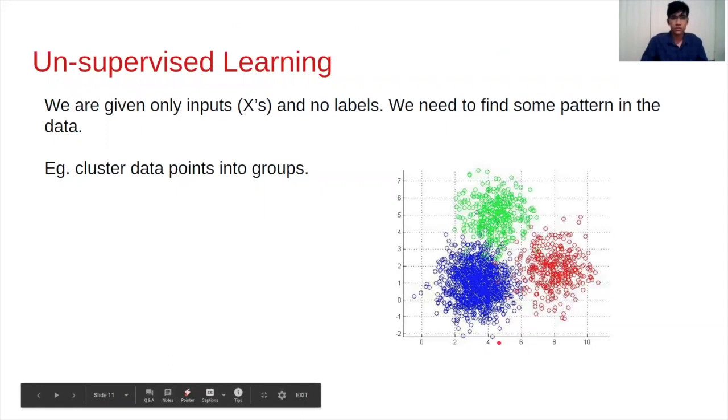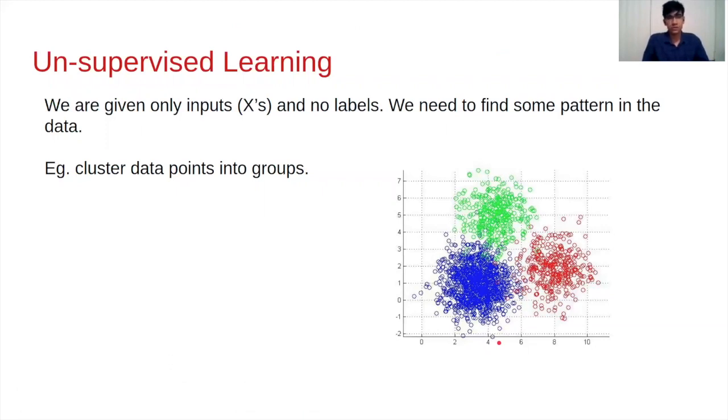Yeah, and so we talked about supervised learning. Now let's look at the next category, which is unsupervised learning. So unsupervised learning says that we are only given the inputs and we are not given any labels, and we need to find some pattern in the data.